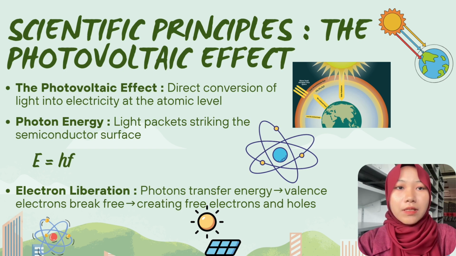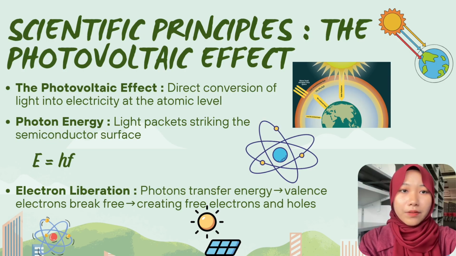The formula is E = hf, where h is Planck's constant and f is the frequency of light. When the absorbed energy is high enough, it causes electron liberation, taking the electrons free from their atomic bonds. As these electrons escape, they leave behind empty space called a hole, which acts as a positive charge. This movement and creation of free charge is the core foundation of generating an electric current.